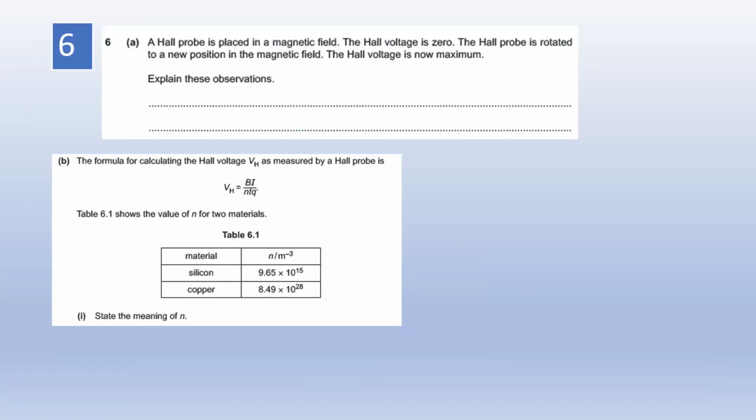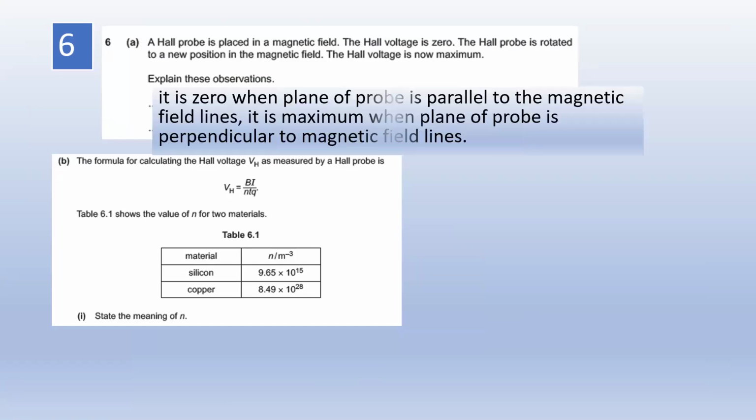A Hall probe is placed in the magnetic field. The Hall voltage is 0. The Hall probe is rotated to a new position in the magnetic field. The Hall voltage is now maximum. Explain the observation. Right? It is 0 when the plane of the probe is parallel to the magnetic field lines. It's maximum when the plane of the probe is perpendicular to the magnetic field lines.